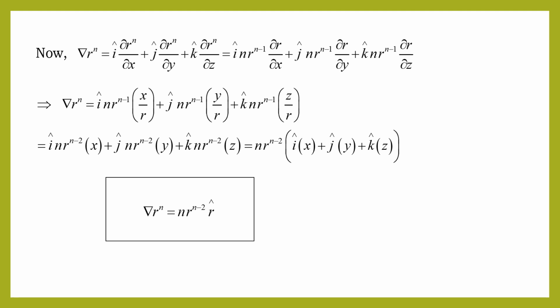From the right hand side, we can take out n r^(n-2). So ∇r^n becomes n r^(n-2) times (i x plus j y plus k z). What is that vector in the brackets, i x plus j y plus k z? That is nothing but our position vector r. So if we substitute that r there, we obtain ∇r^n equals n r^(n-2) r. So we are done.